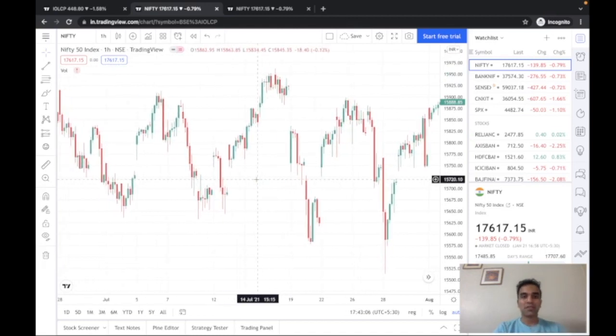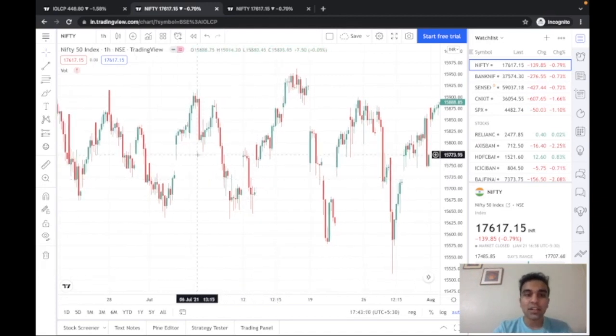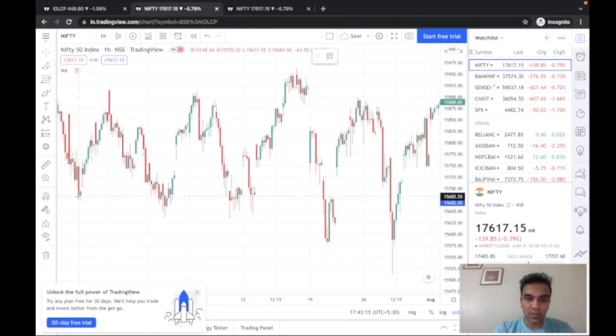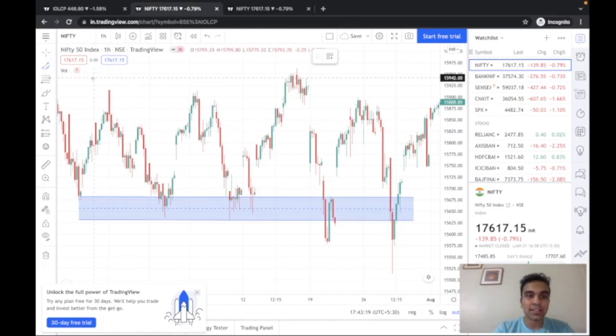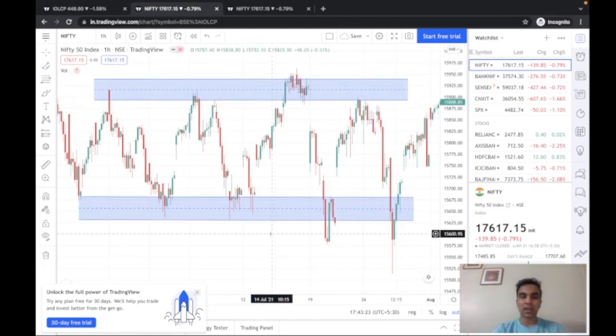Okay. So if we look at this chart here, we can see that this is the support zone. This is the demand zone and this is the supply zone of the stock. This is where the sellers come into play and this is where the buyers come into play.